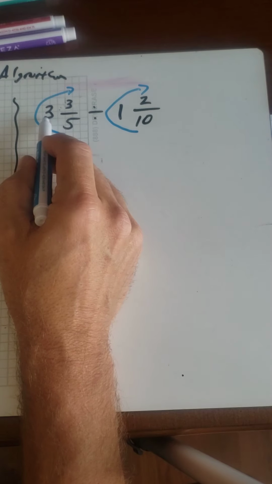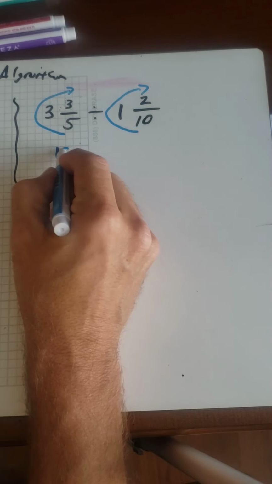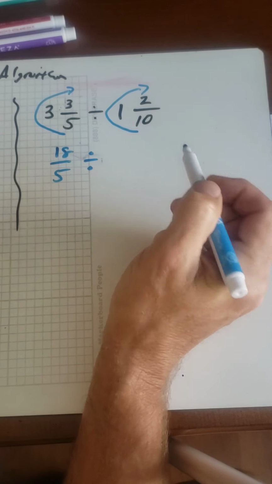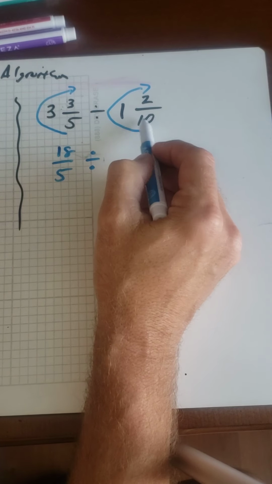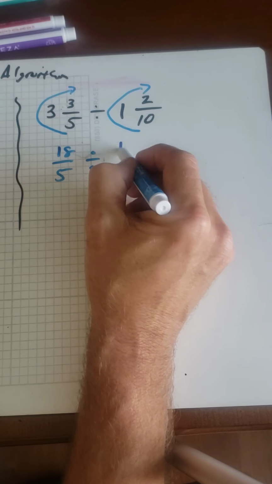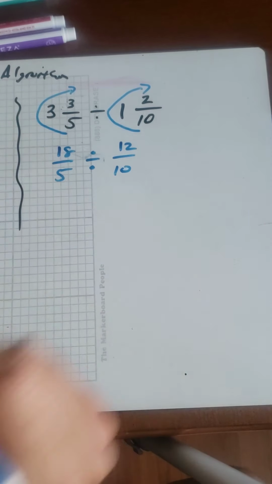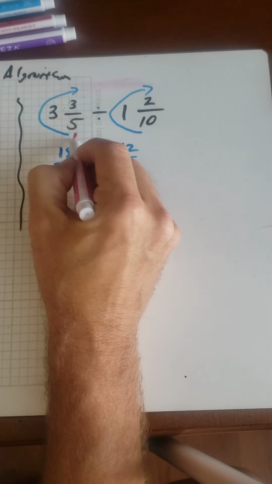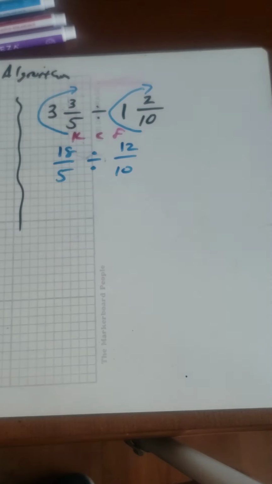So 5 times 3 is 15, plus 3 is 18 over 5. And that's still divided by, and then 10 times 1 is 10, plus 2 is 12 over 10, all right? So 18 over 5 divided by 12 over 10. So now I can go ahead and do my keep, change, flip.